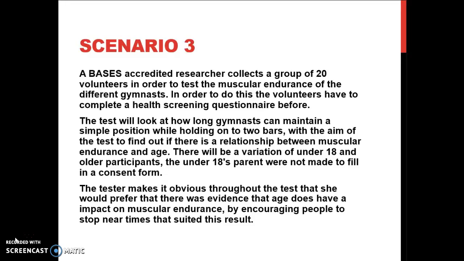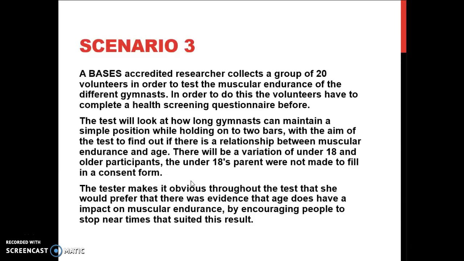The fact that in the second part of the test they say that their parents won't be made to use a consent form means that if any of the under 18s were to become hurt or in any way suffer any harm, then the individual is liable to losing their accreditation, potentially being sued or facing fines for the fact that they've gone around their practice unethically and incorrectly.